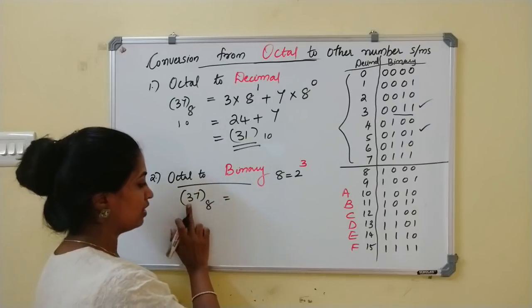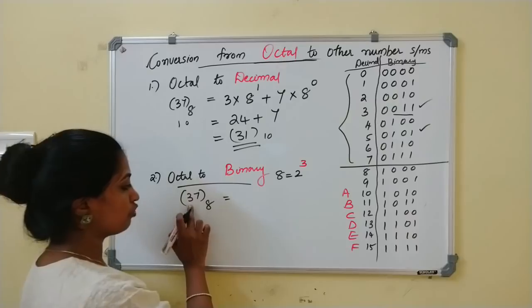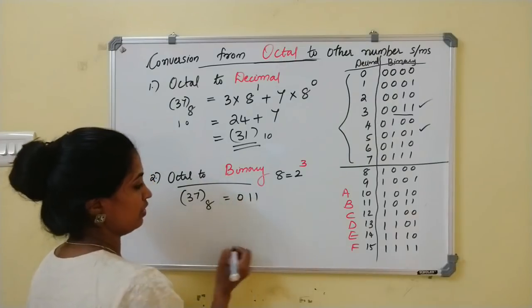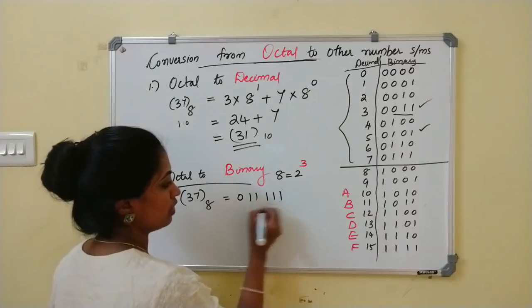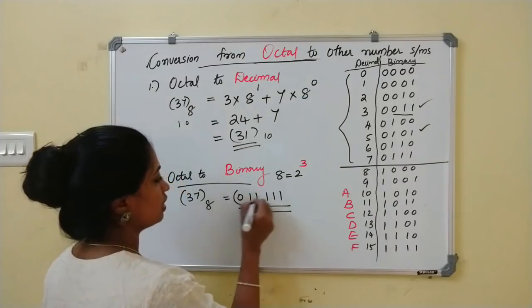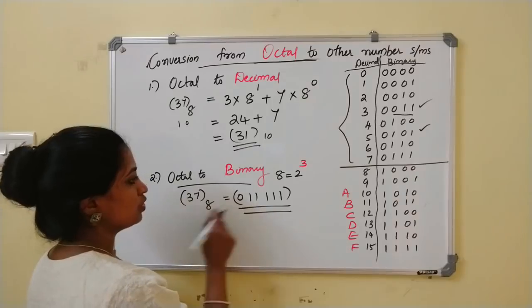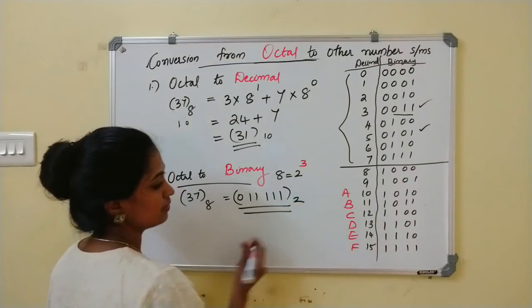The binary equivalent of 3 is 0, 1, 1. And the binary equivalent of 7 is 1, 1, 1. This is the answer of 37 in octal converted to the binary number system.